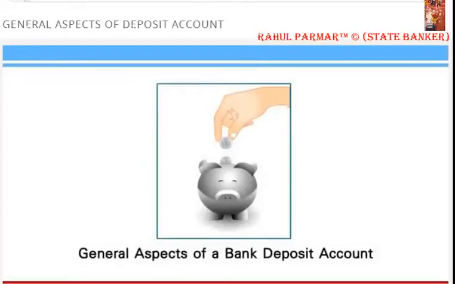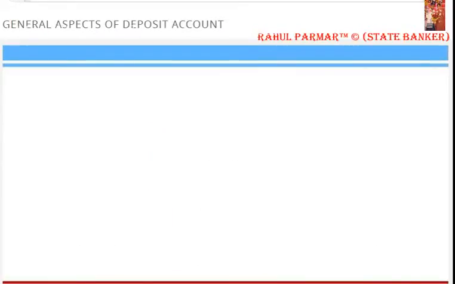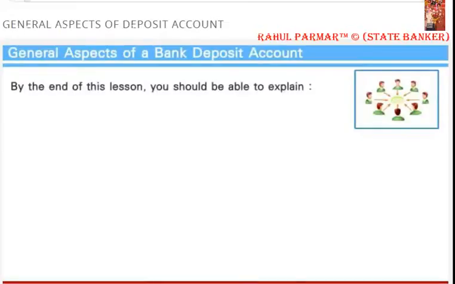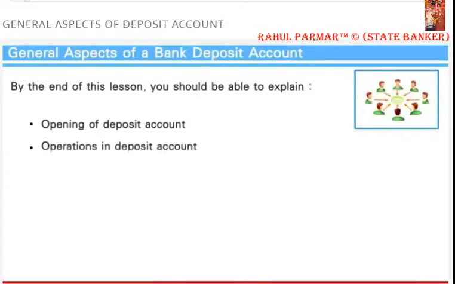Aspects of a bank deposit account. By the end of this lesson, you should be able to explain opening of a deposit account, operations in a deposit account, and closing a deposit account.